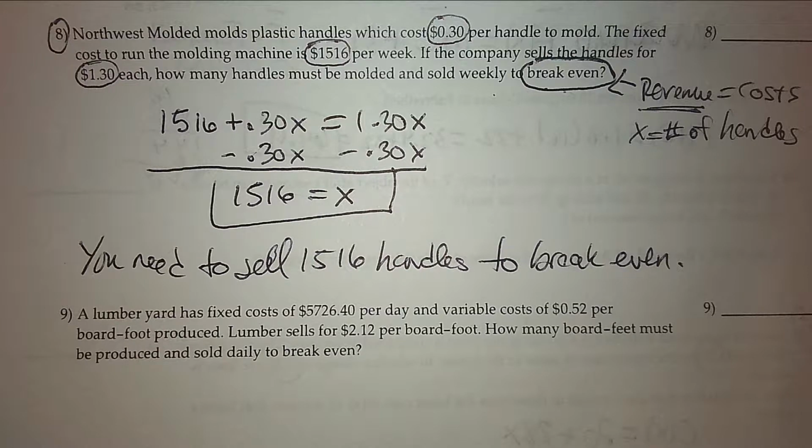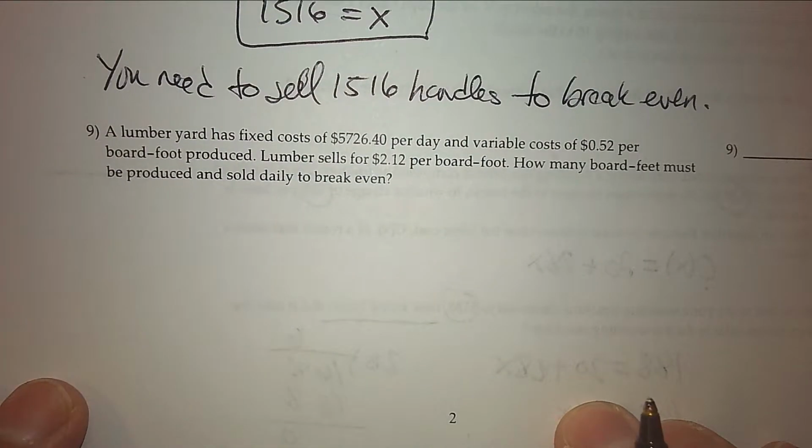So, quick reminder again. Profit is revenue subtracting cost, right? Break even is when revenue and cost are the same. Did you make any money if you break even? Okay. Number 9 is going to be yours to do. Turn the page.